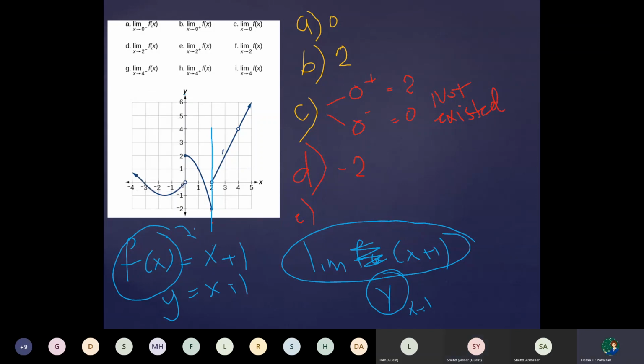When x is 2, I have 2 points. Look here: -2 and 0. This blue line I draw now intersects 2 points, 0 and -2. The y is 0, exactly. Now the -2 is from where? From the left. I don't want from the left, I want from the right. From the right is equal what? 0. Thank you.